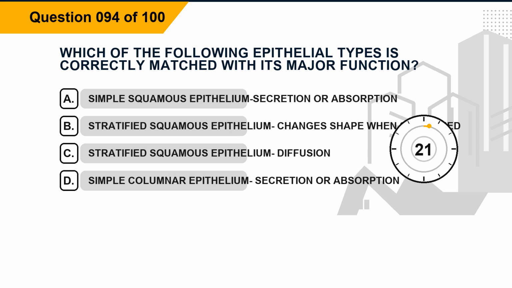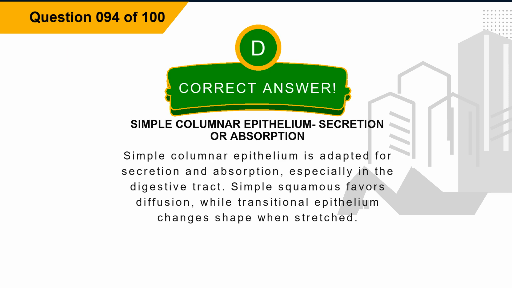Question 94. Which of the following epithelial types is correctly matched with its major function? Option A, simple squamous epithelium, secretion or absorption. Option B, stratified squamous epithelium, changes shape when stretched. Option C, stratified squamous epithelium, diffusion. Option D, simple columnar epithelium, secretion or absorption. The correct answer is option D, simple columnar epithelium, secretion or absorption.